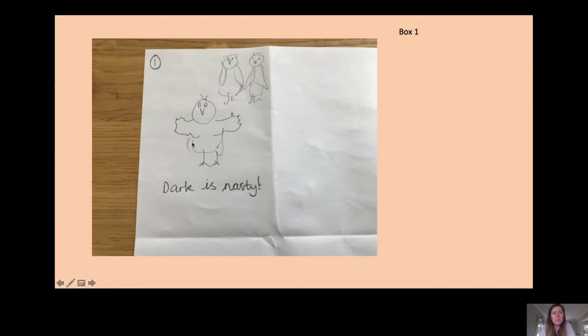So as you can see here, I've drawn a terrible picture of Plop and his parents, and I've written the words dark is nasty so that I can remember. So you can draw your own pictures there. You can add colours if you want to. Let's move on to box 2.